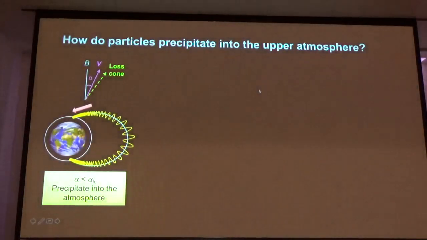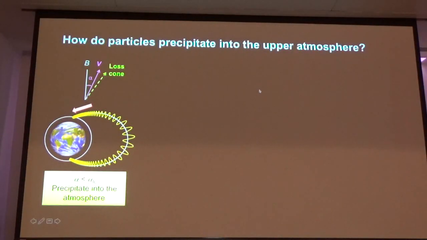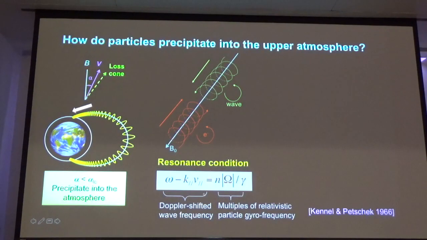So how do the particles precipitate into the upper atmosphere? In the basically collisionless magnetosphere, in order to be scattered into the loss cone, the particles have to interact with waves which have a frequency comparable to either their gyro motion or their bounce motion. And those effective wave-particle interactions occur when they satisfy this resonance condition, which is the Doppler-shifted wave frequency equal to a multiple of the relativistic electron or proton gyro frequency.